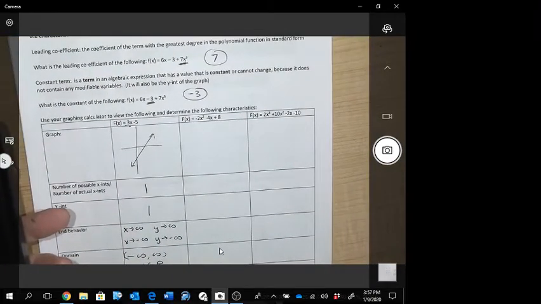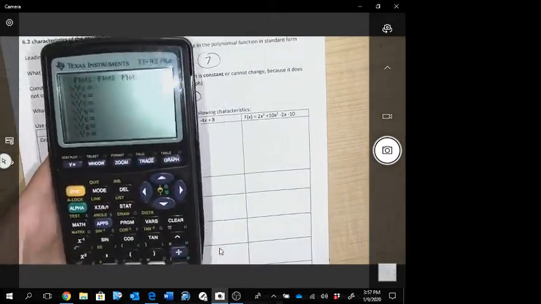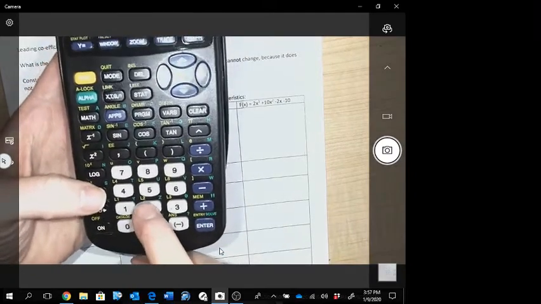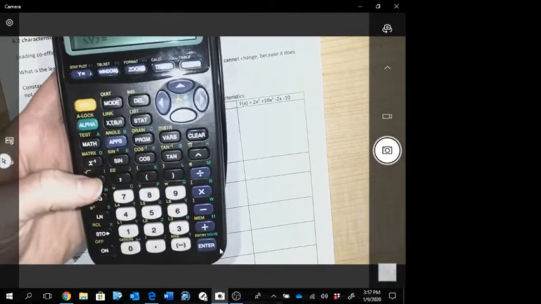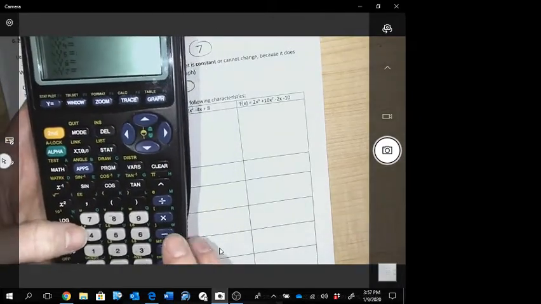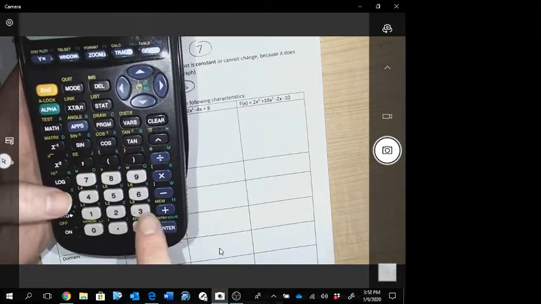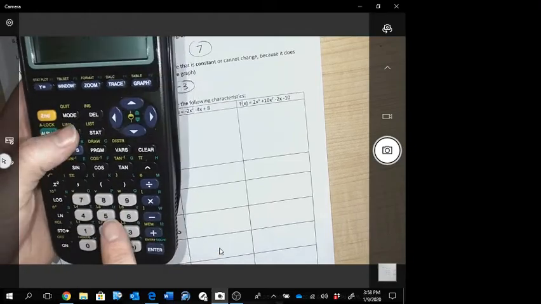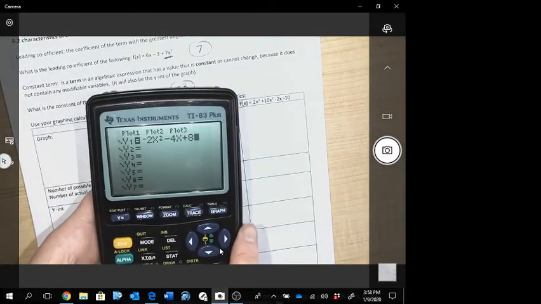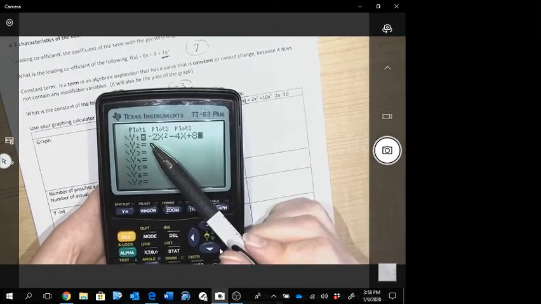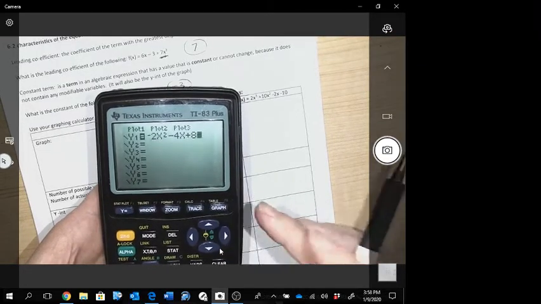Okay, next, I'm going to go back to my y equals button, clear. So -2, and here's my x, and then I'm going to square it, minus, know the difference between this is subtract and this is a negative number. So minus 4x plus 8. So there you can see how it came out. You can see the difference between a negative and a subtract. Subtract is longer and lower. This is shorter and higher.